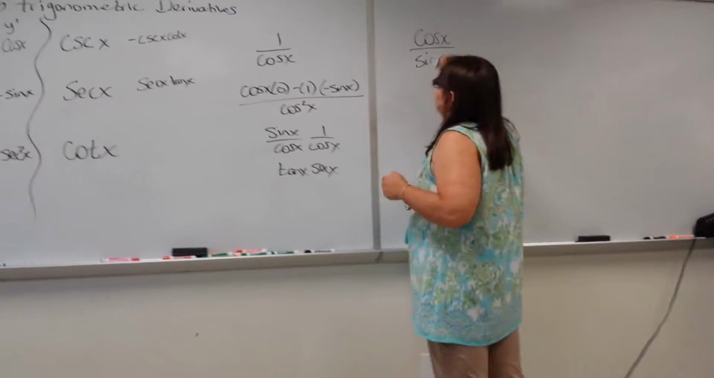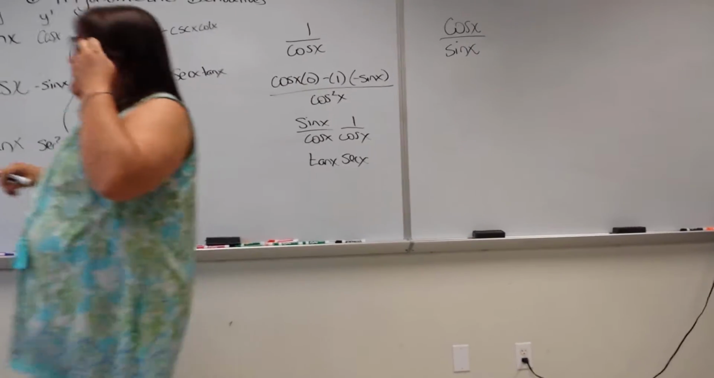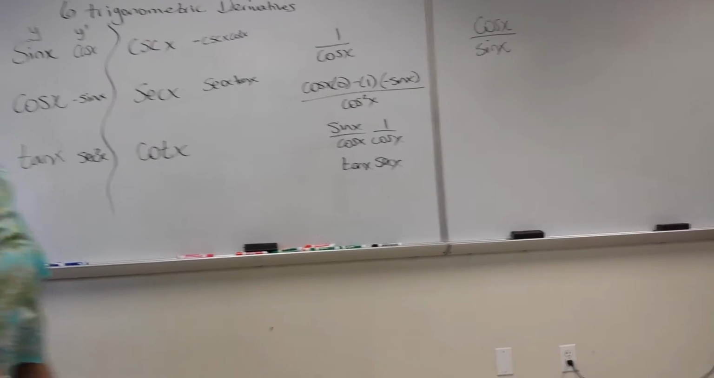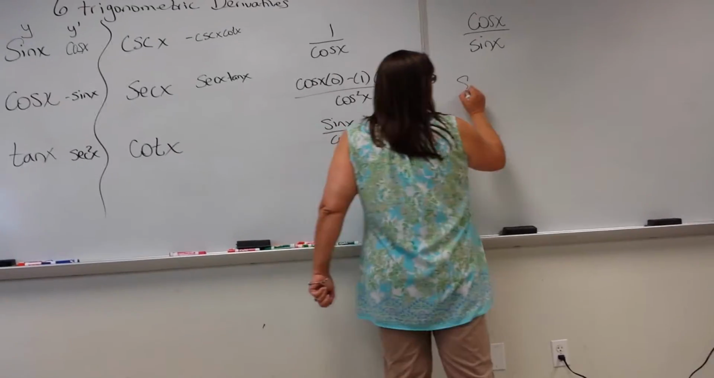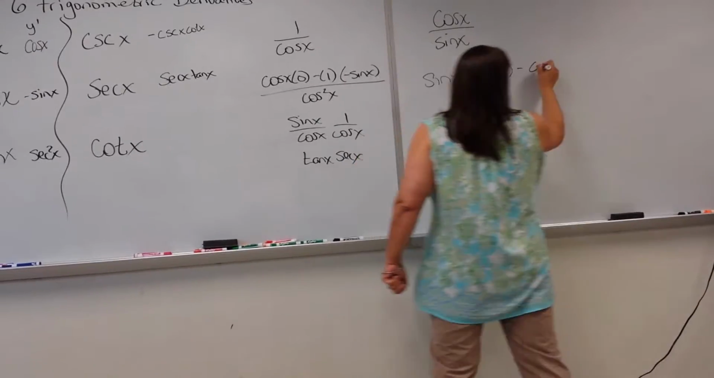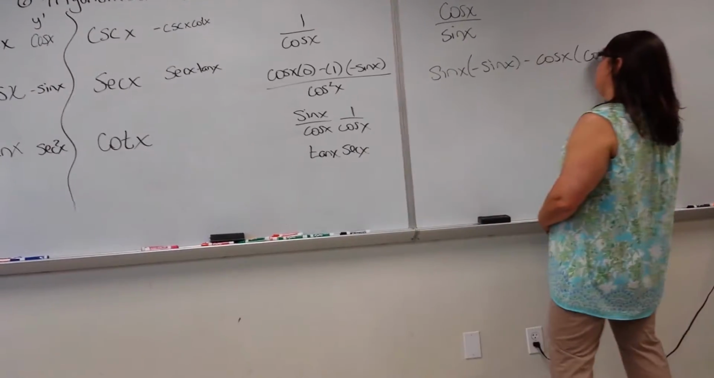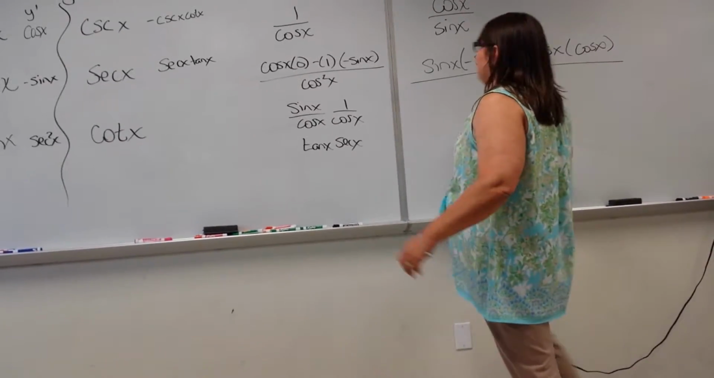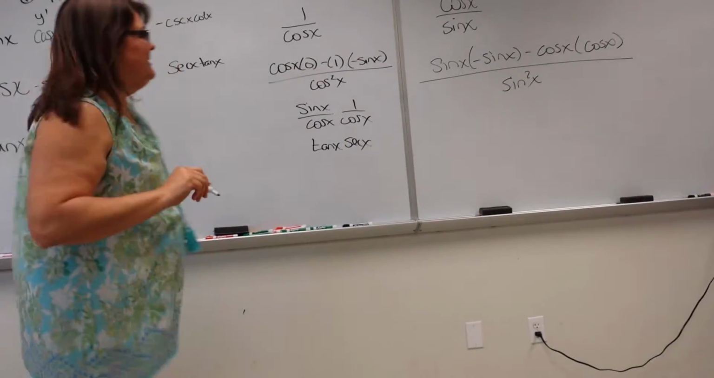Go ahead and try even cotangent. Cosine over sine, right? So, low D high, negative sign, D high minus high D low, all over low low. Everybody good with that so far? Mm-hmm. I get that.